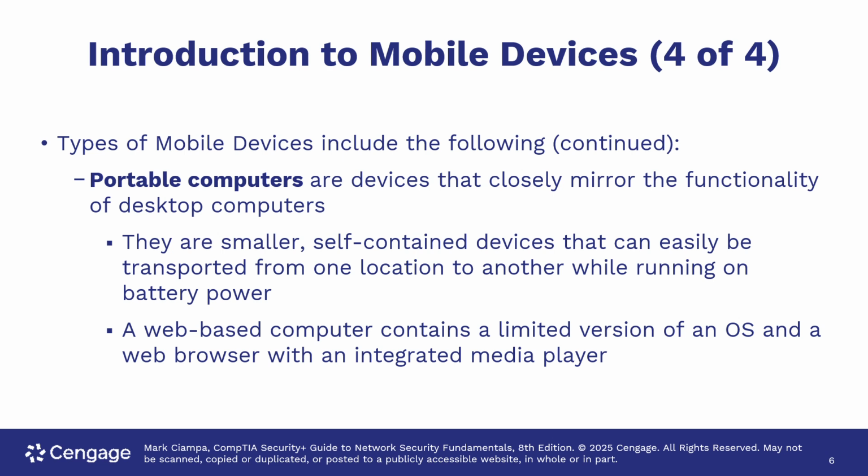You have portable computers. There are devices that closely mirror the functionality of a desktop computer, like a laptop. They're smaller, self-contained devices that can easily be transported from one location to another while running on battery power. A web-based computer contains a limited version of an operating system and a browser with an integrated media player.